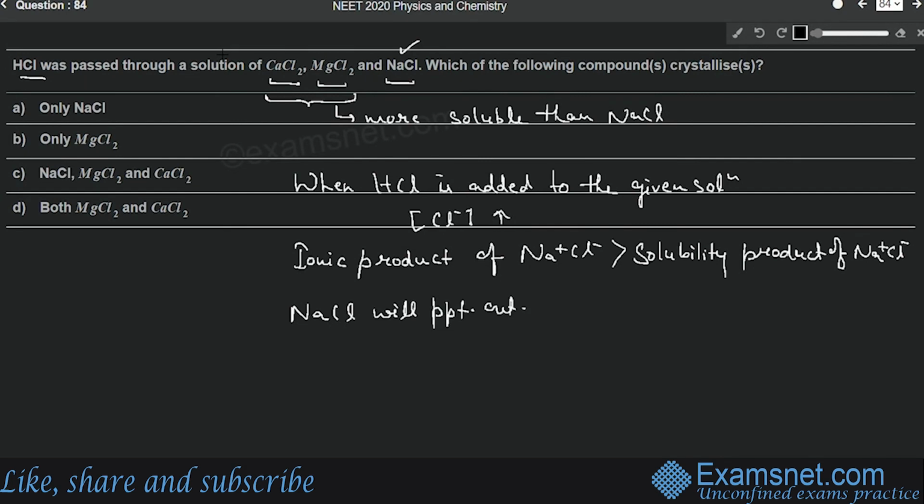Other chlorides, that means calcium chloride and magnesium chloride, being more soluble, will remain in the solution. So only NaCl will precipitate out. So option A will be the correct answer.